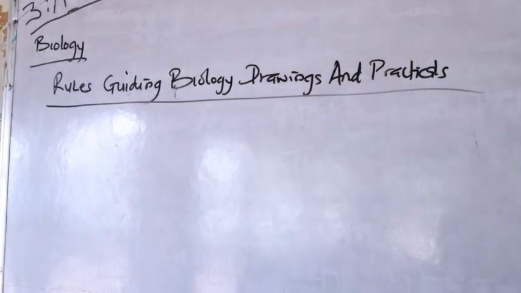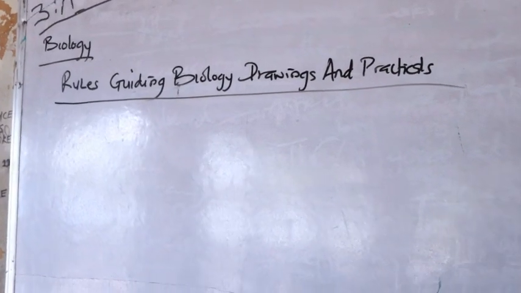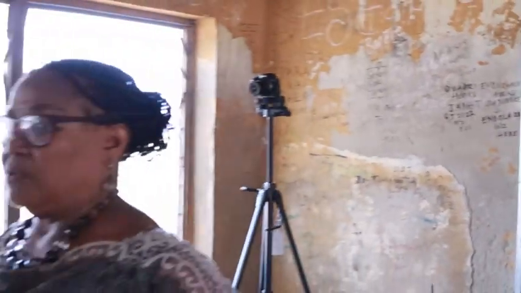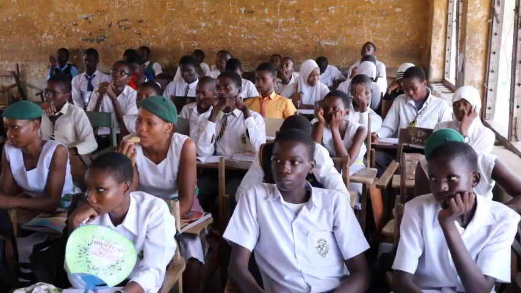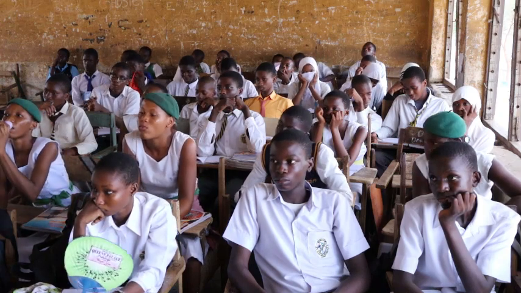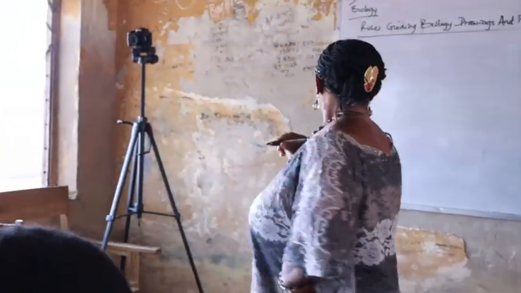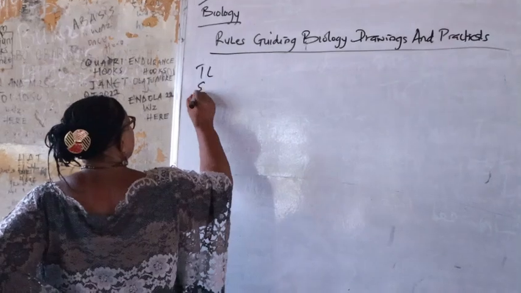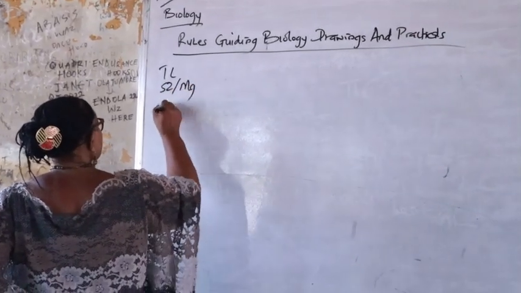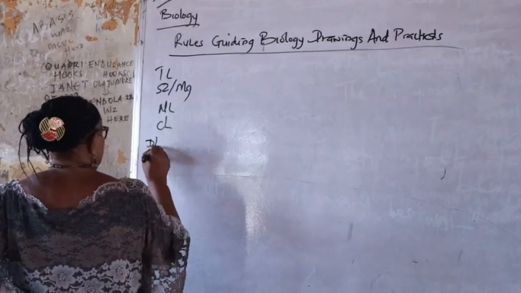Yesterday, last week Friday, we started looking at rules, guided balance and practical. We came up with some, and those of you that are there were discussing. Yes, ma'am. We started by discussing, during marking of practicals or marking the biology drawings, what NL, TL, SC/MG stand for. And then the details and level.